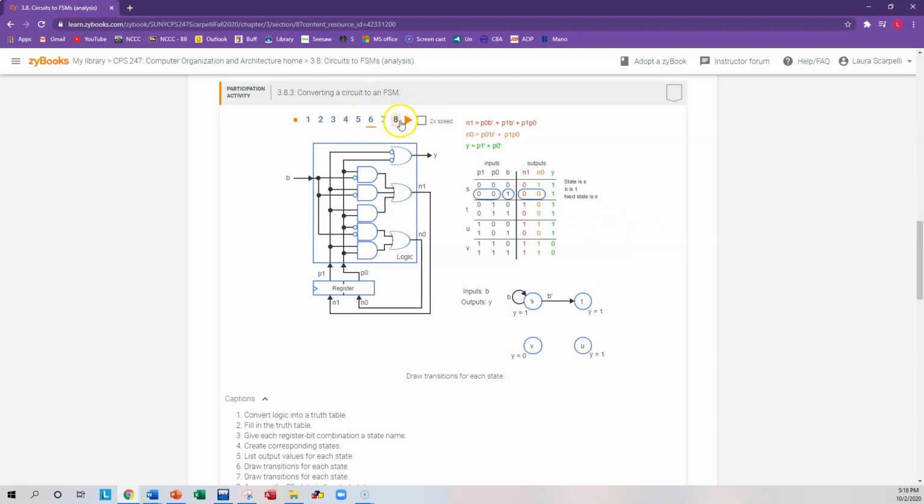I believe once that's all done, you're all set. And so you're assuming S is your initial state. You're starting in 0 0, and that completes the circuit to FSM.